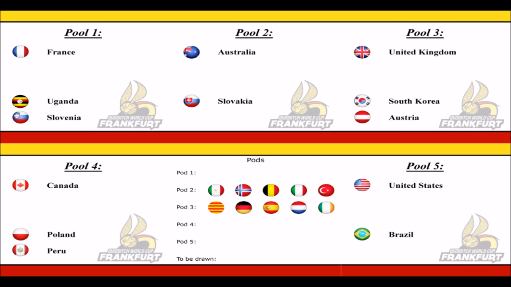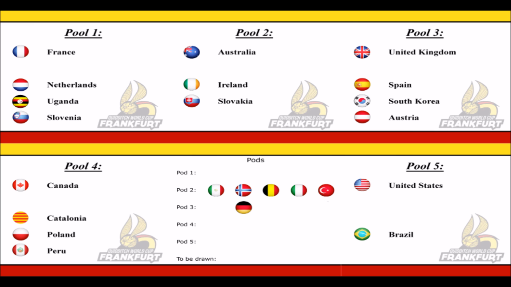Moving up to Pod 3, joining France, Slovenia, and Uganda will be the Netherlands. In Pool 2 with Australia and Slovakia, we have Ireland. In Pool 3, joining the United Kingdom, Austria, and South Korea, is Spain. The team joining Pool 4, along with Canada, Peru, and Poland, is Catalonia. And finally, Pool 5, joining the United States and Brazil, is our host country, Germany.